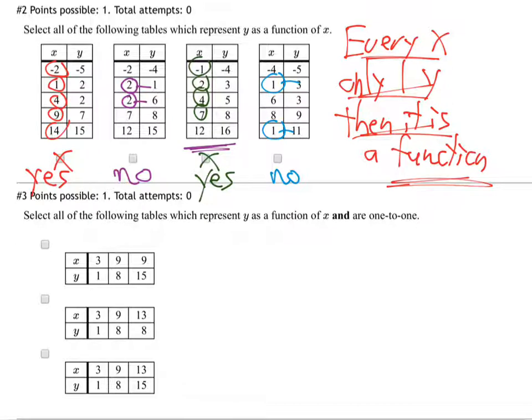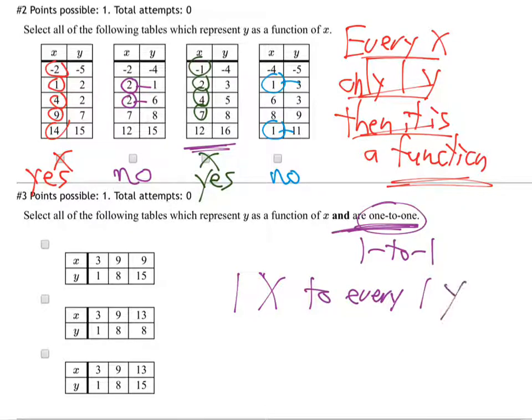Now, number 3 talks about one-to-one. I think that's pretty obvious. 1x to every 1y. So not only 1x for 1y, but 1y for 1x. Notice both ways. You want no confusion both ways. So let's see. That's, I think, pretty obvious.